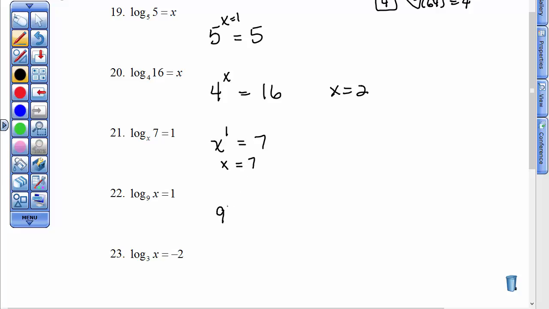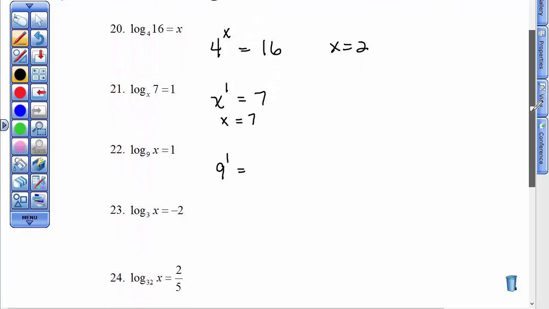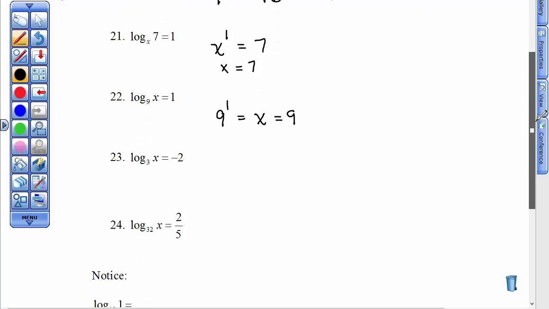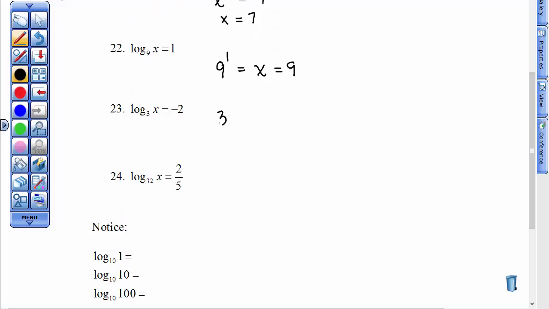Here, base of 9 to the first power. Again, hopefully you've paused this video and you're not just watching it and you're actually doing them. 9 to the first is equal to x. Therefore, x is 9. 3 to the negative 2 is equal to x. I prefer you to remember that that's 1 over 3 to the positive 2, and that's 1 over 9 versus just typing it.